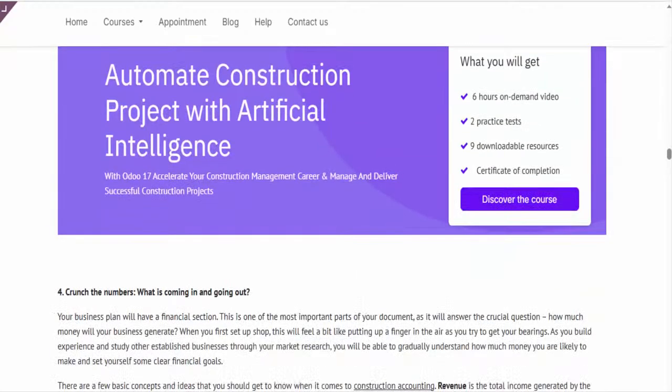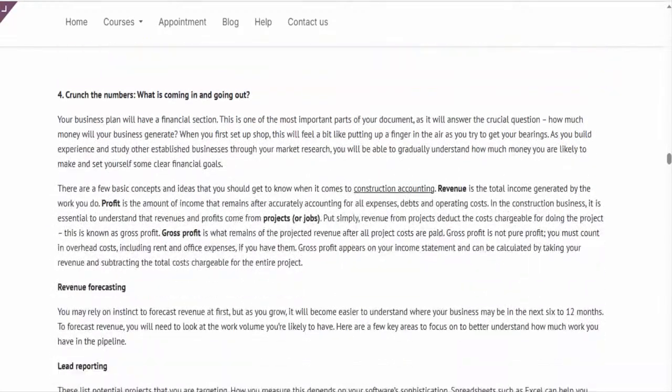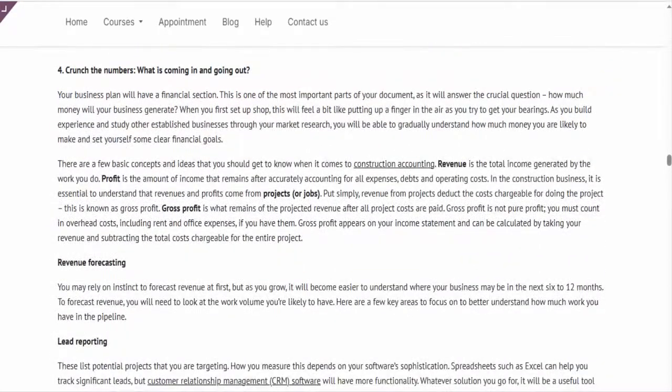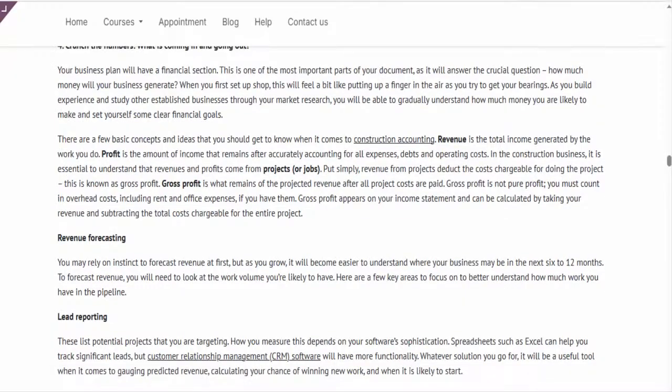4. Crunch the numbers. What is coming in and going out? Your business plan will have a financial section. This is one of the most important parts of your document, as it will answer the crucial question, how much money will your business generate? When you first set up shop, this will feel a bit like putting up a finger in the air as you try to get your bearings. As you build experience and study other established businesses through your market research, you will be able to gradually understand how much money you are likely to make and set yourself some clear financial goals.